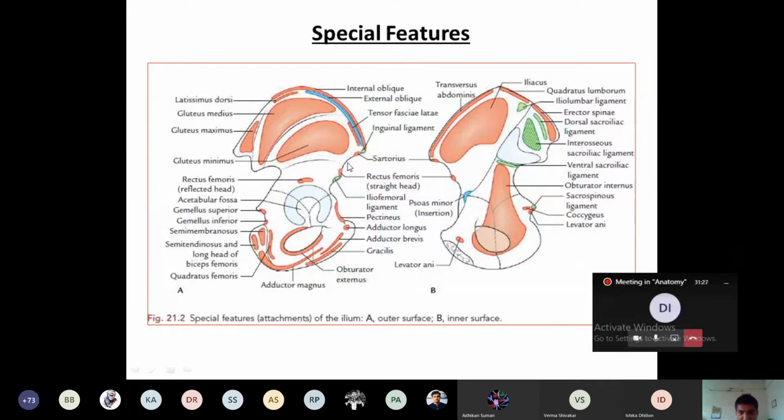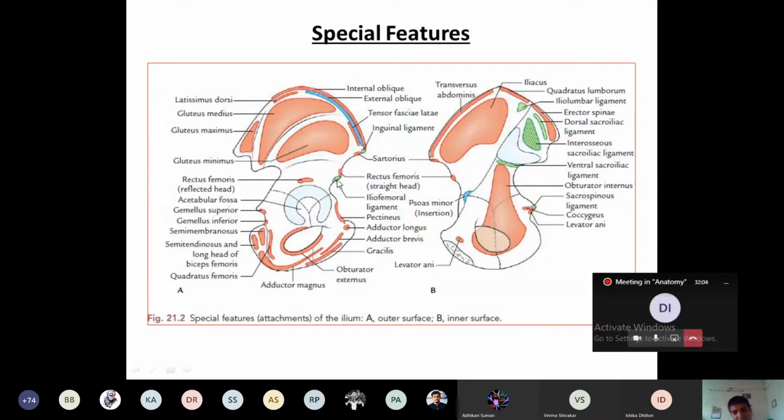Another important attachment which you must know is on the anterior inferior iliac spine. Come below the anterior superior iliac spine, then you reach the anterior inferior iliac spine. Here in the upper part there is attachment of the rectus femoris, the straight head of the rectus femoris, which is one of the components of the quadriceps femoris, lying in the front of the thigh, isn't it? Even the sartorius is also a muscle in the front of the thigh. So rectus femoris attaches here in the upper part of the anterior inferior iliac spine, and inferior to this there is attachment of the iliofemoral ligament.